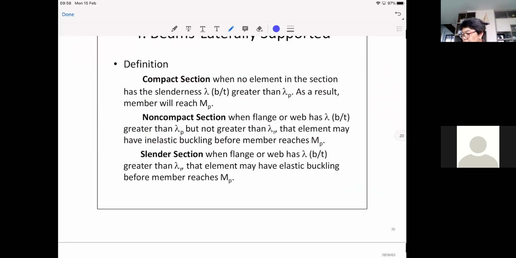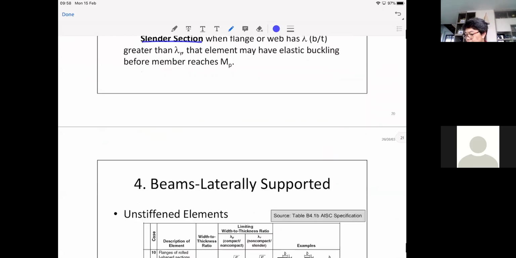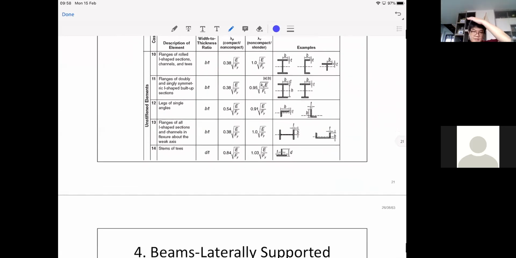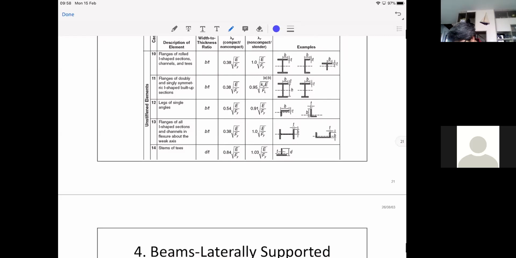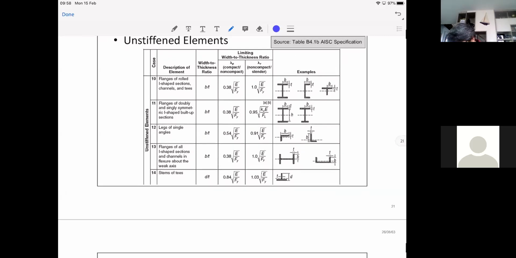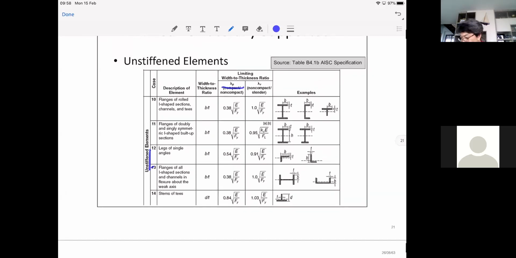Now we have mentioned this about the compact section, non-compact, and slender. Okay, so I'll pass that. Here's the limit that we talked about. Lambda P, see, unstiffened element, lambda P. So this is for flexural member. You have either this or that. You can use the channel as well. And remember, this time you have two limits, lambda P and lambda R. Lambda P is 0.38 square root E over Fy. Lambda R is just square root E over Fy. Okay.